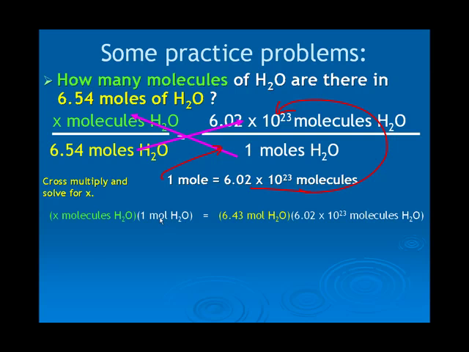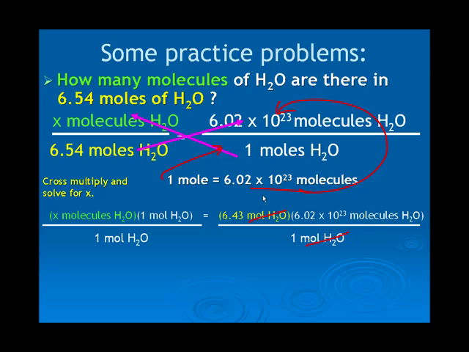And that's what you get. X molecules times 1 mole equals 6.43 times 6.02 exponent 23. We want to get x by itself, so we have to cancel out moles. That's going to have these moles cancel. And in your calculator, you're going to do 6.43 times 6.02 exponent 23.